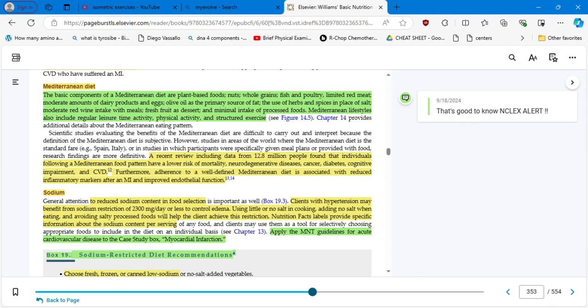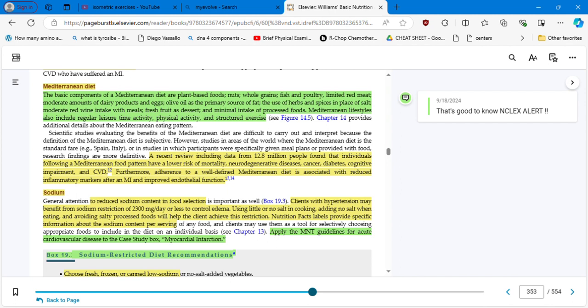Mediterranean lifestyles also include regular leisure time activity, physical activity, and structured exercise. If I were you, I would go to the internet and look for a pyramid that summarizes the Mediterranean diet excellently, and you can follow that. Okay. A recent review including data from 12.8 million people found that individuals following a Mediterranean food pattern have a lower risk of mortality, neurodegenerative disease. This is covering your Parkinson's, your Alzheimer's, your ALS, okay, cancer, diabetes, cognitive impairments, and CVD.